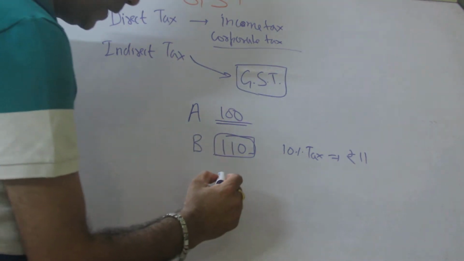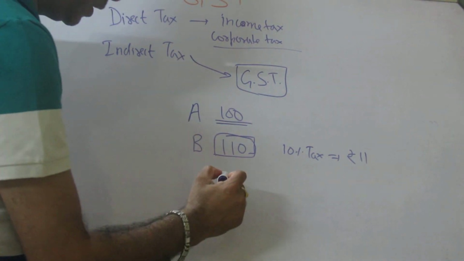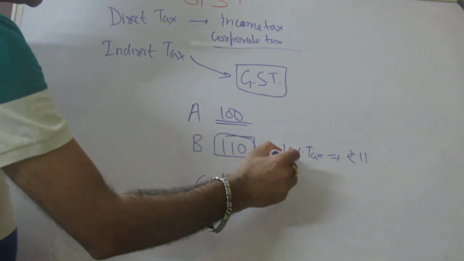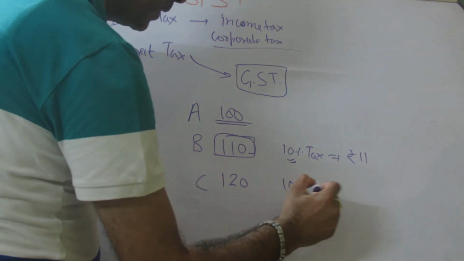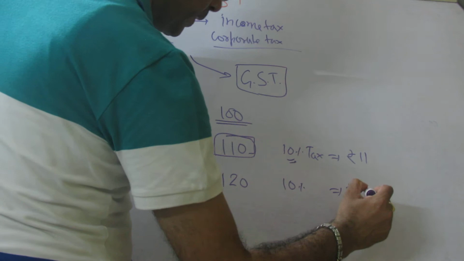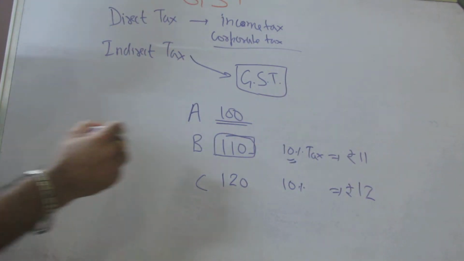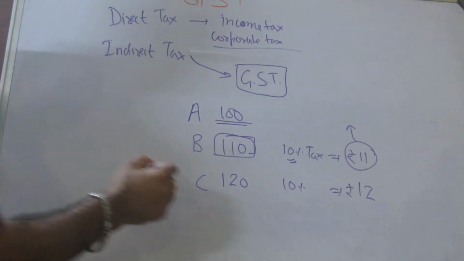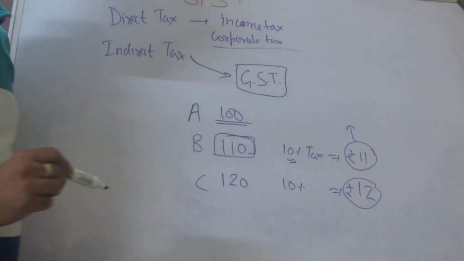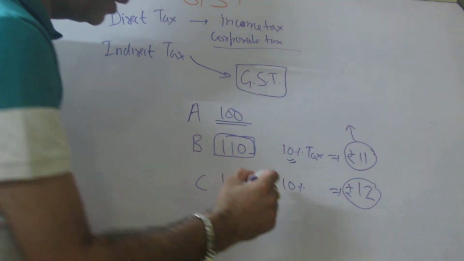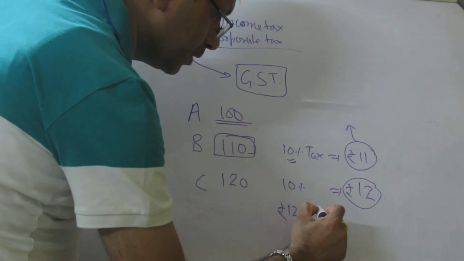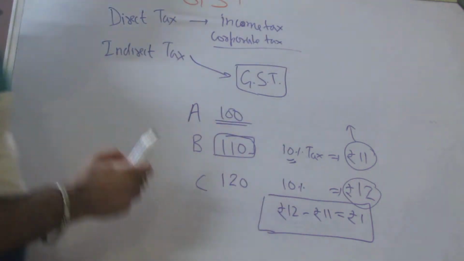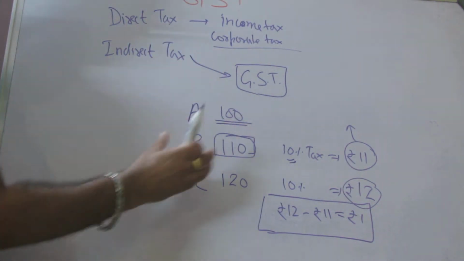Now let us say B sells the article to C at 120 rupees. The tax is 10% only, so C will pay how much? 10% on 120, which would be 12 rupees. Since B has already paid 11 rupees and he is collecting 12 rupees from C, he has to pay only the difference of tax. So 12 minus 11, which is 1 rupee. So this is, in a nutshell, GST.